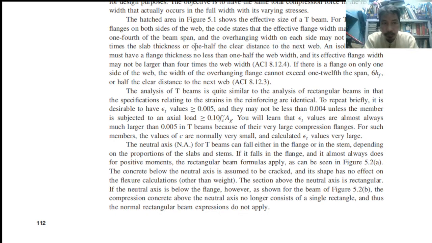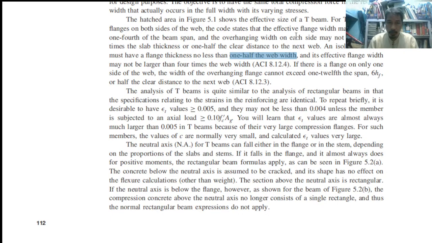Take note of this, 3 conditions: 1/4 of the beam span, 8 times the slab thickness, or 1/2 the clear distance. So an isolated T-beam must have a flange thickness no less than 1/2 the web width. So, what about the flange thickness? We are talking in this paragraph about the concept of the flange dimension.